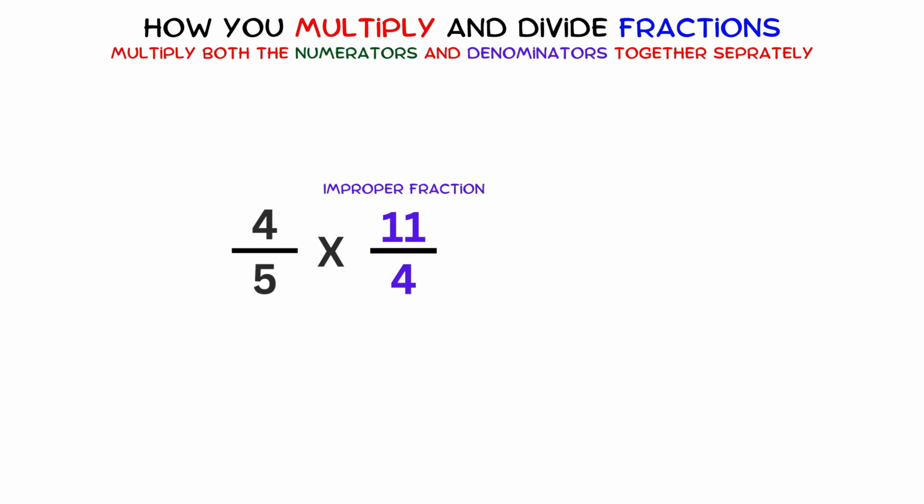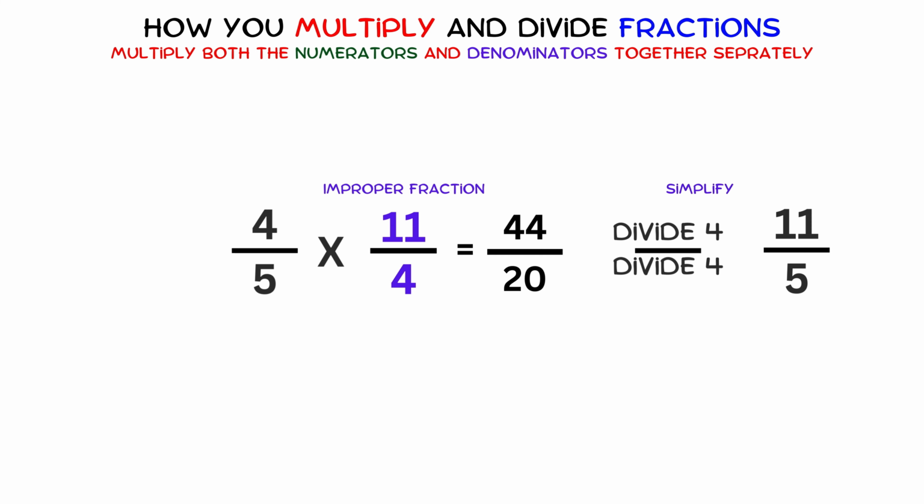Then we can just multiply 4/5 by 11 over 4 like in our other examples. So 4 times 11 is 44 and 5 times 4 is 20, which gives us 44 over 20. And then we can simplify that by dividing top and bottom by 4 to get 11 over 5.